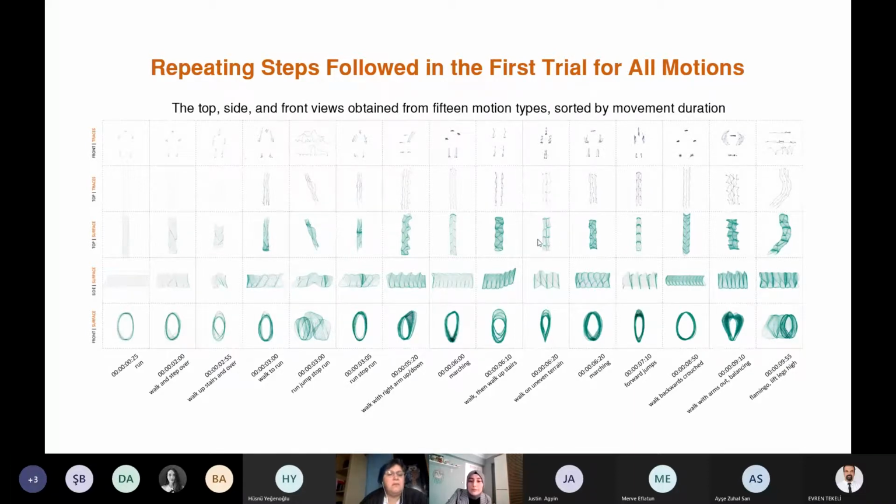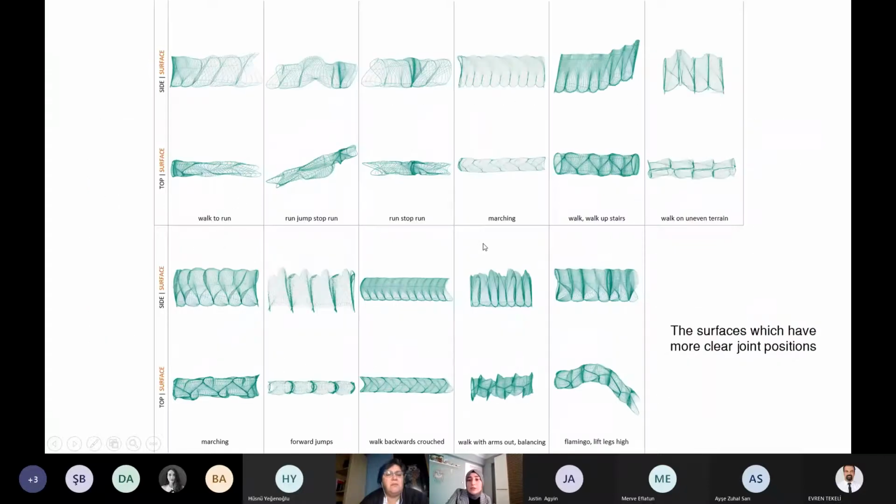For example, here you see the surfaces which have more clear joint positions. When we look at run, stop, run, we can say that here there are more closely spaced isocurves, so we can split the form from here. And benefiting from human motions created very interesting patterns. They are all different from each other because the initial movement types were different and the scenarios were different. And this excites me a lot again.